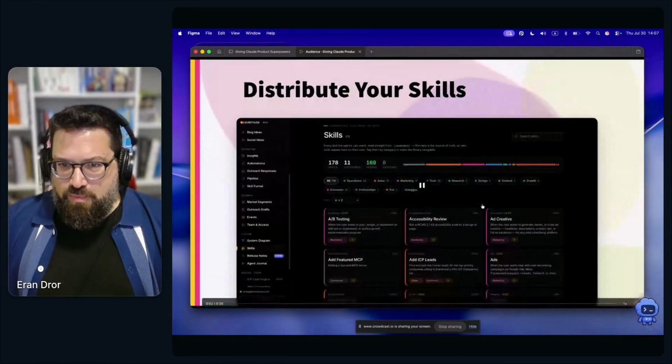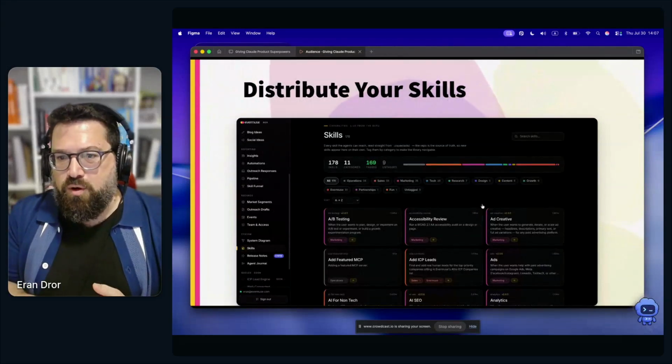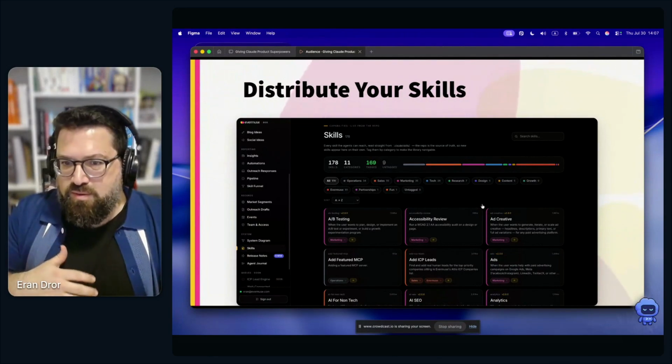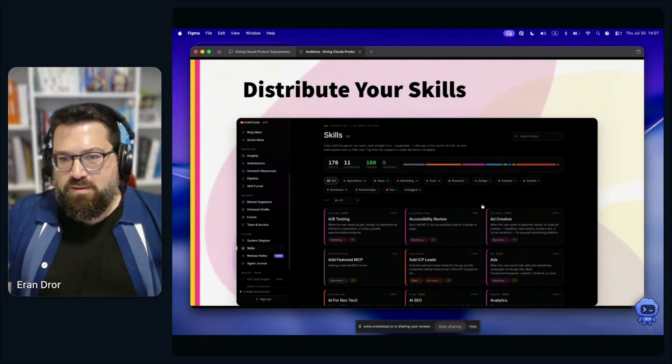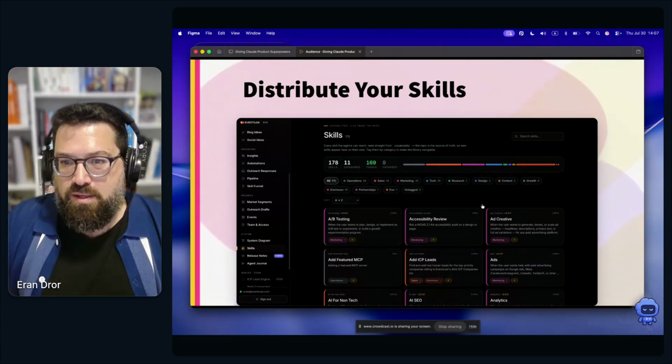So the first thing to do is you want to distribute your skills. This is our skill repository where anybody on the team can write a skill and everybody else can use them. And this is cross agent, so it doesn't live inside of Claude or Codex. We can just use those skills through the MCP.